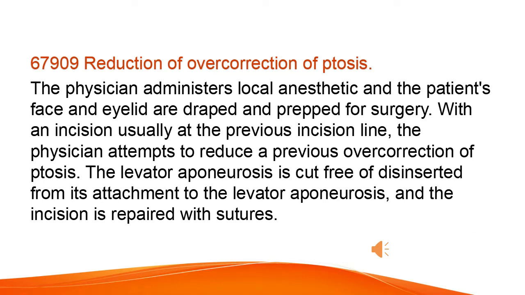Reduction of overcorrection of ptosis. The physician administers local anesthetic and the patient's face and eyelid are draped and prepped for surgery. With an incision usually at the previous incision line, the physician attempts to reduce a previous overcorrection of ptosis. The levator aponeurosis is cut free or disinserted from its attachment, and the incision is repaired with sutures.